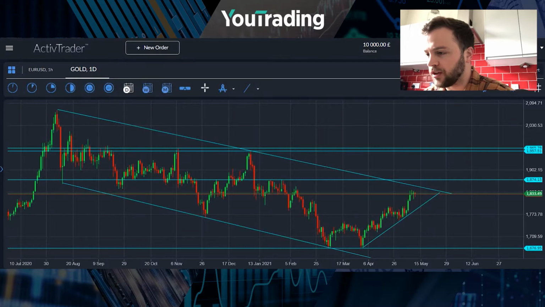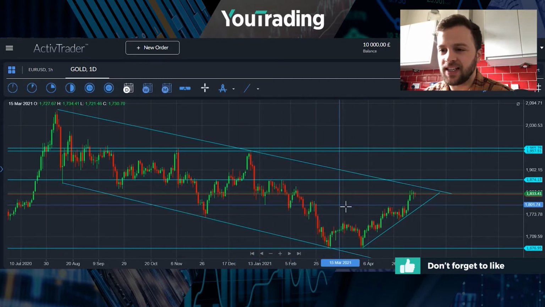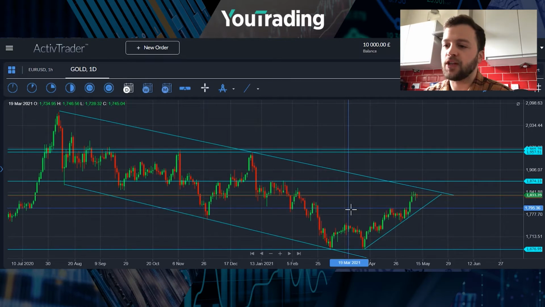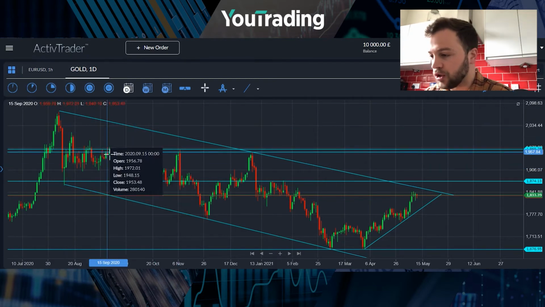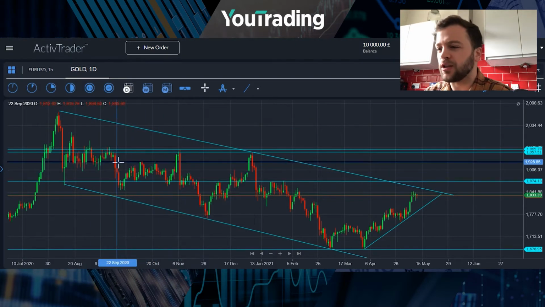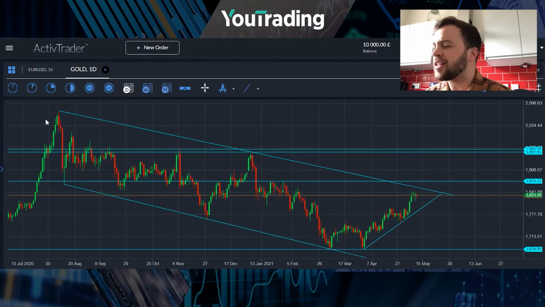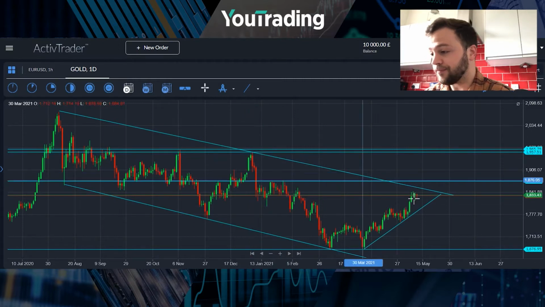Now I've got gold here on a daily, and you can see, pretty much since last August when we hit these all-time highs above 2,000, gold has been gradually falling in this descending trend channel. We've got three good touches at the bottom. We've only really got two touches at the top, so that downtrend isn't really confirmed just yet, but I think it's definitely an area a lot of market participants are going to be looking at.